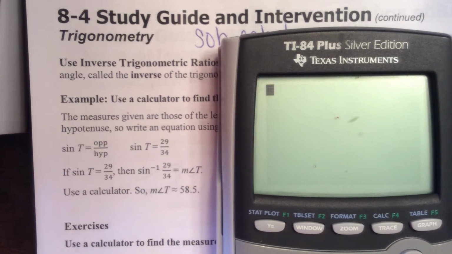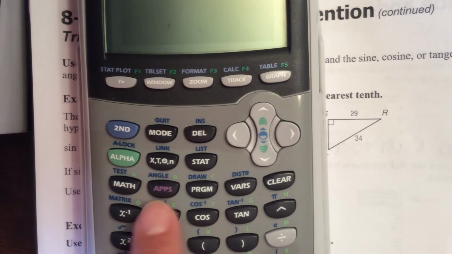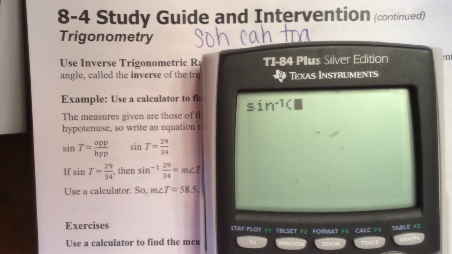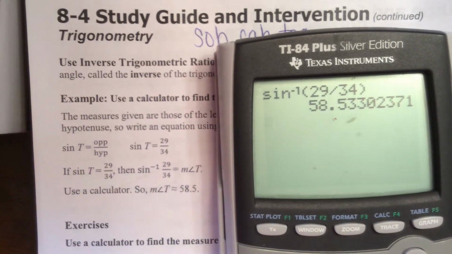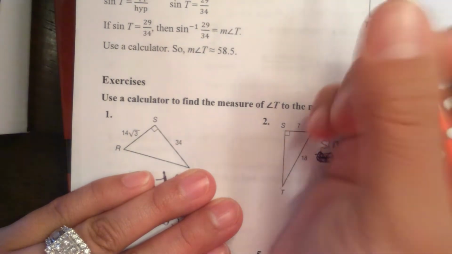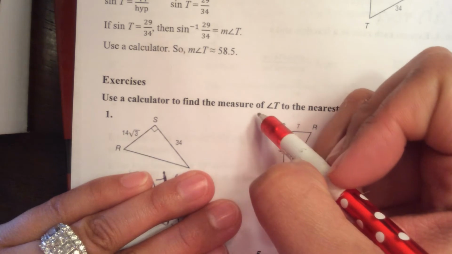So in order to get the inverse of sine, we're going to have to take this second and then click on this sine button. Notice it has the sine inverse up here, okay? And then type in our numbers, 29 over 34. That gives us the approximate of 58.5 degrees, okay? So let's do number one. Okay, so we're going to use our calculator to find the measure of angle T to the nearest tenth.